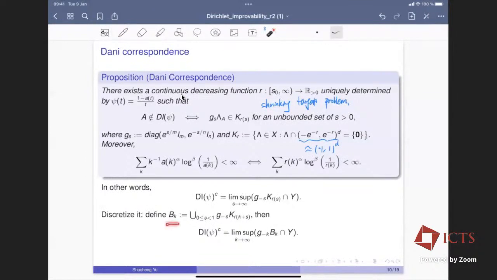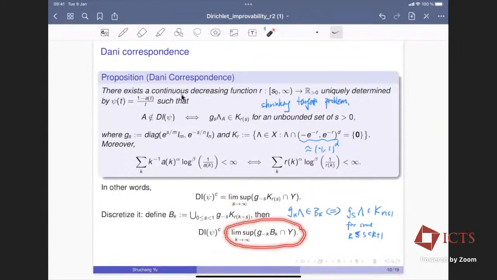We just define a set, this thickening set BK. It will be the thickening of our shrinking targets along the diagonal flow up to unit time. And you can easily see that GK lambda hits BK if and only if GS lambda hits KRS for some S in between K and K plus 1. Because of this condition, this continuous lim-sup set becomes this discrete lim-sup set. And now we just want to estimate, or compute, the measure of this lim-sup set.